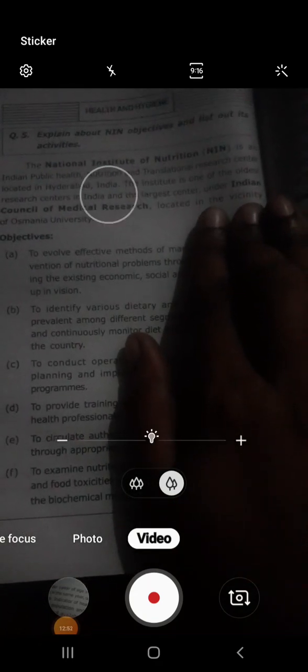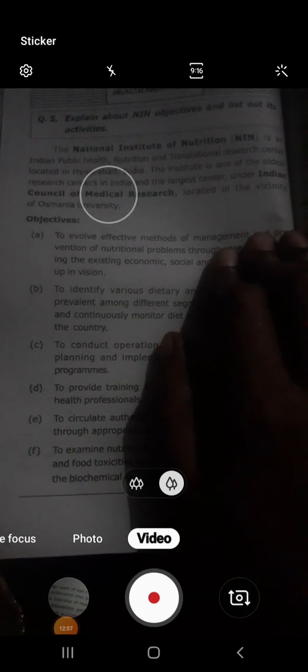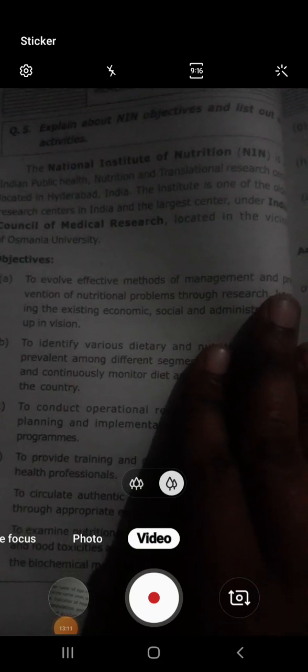Next, coming to NIN. NIN is the National Institute of Nutrition. It is an Indian public health Nutrition and Translational Research Center, which is located in Hyderabad. It is one of the oldest research centers in India, under the Indian Council of Medical Research.